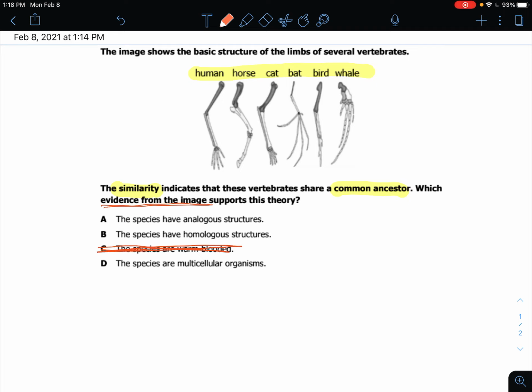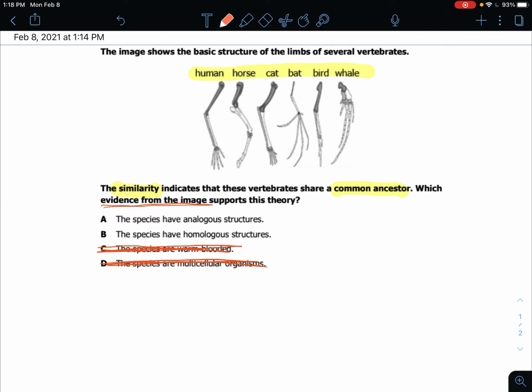Same thing with choice D. Again, we have great pictures of the bone structures and how they look similarly or differently, but this tells us nothing about how many cells the organism has, how big the organism is. That has nothing to do with the image. So right away, let's get rid of D as well. So that leaves us with choices A and B. Choice A says they have analogous structures. Choice B says they have homologous structures.